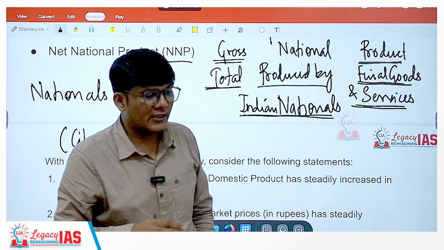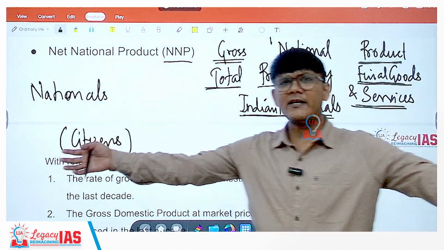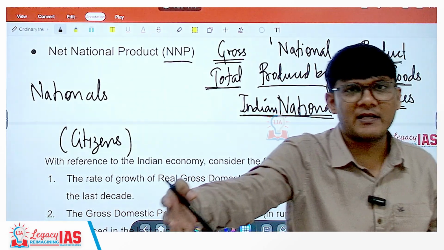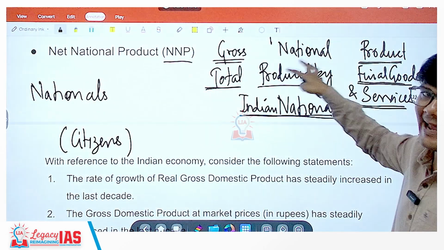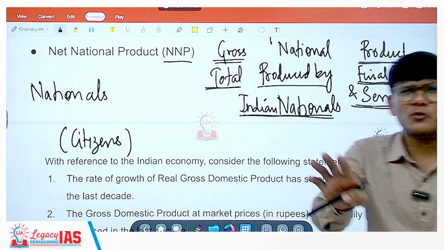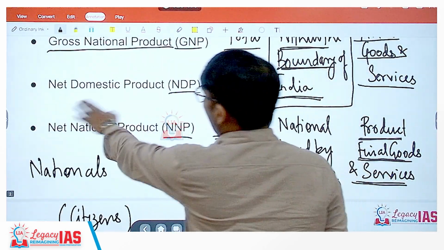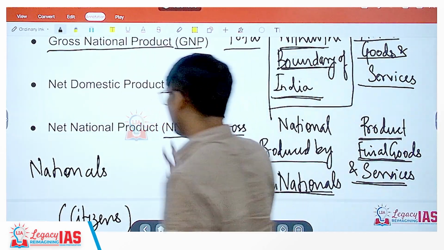Now remember, it is by the Indian nationals. That means it can be produced outside India also. If Indian nationals are going abroad and producing something, it will still be part of the GNP. I hope that's absolutely clear. Now, these are the only two things which you require to understand. Do not worry about net domestic product and net national product. It is very simple. I'll tell you what it is.